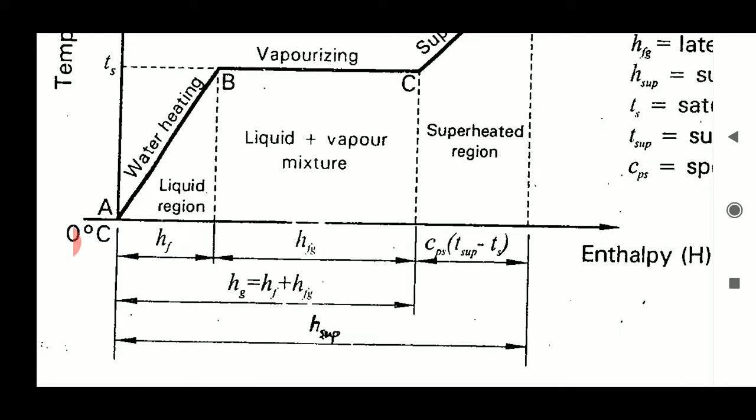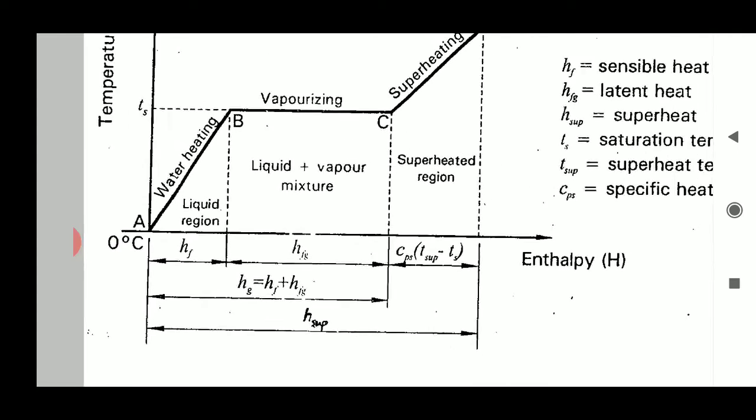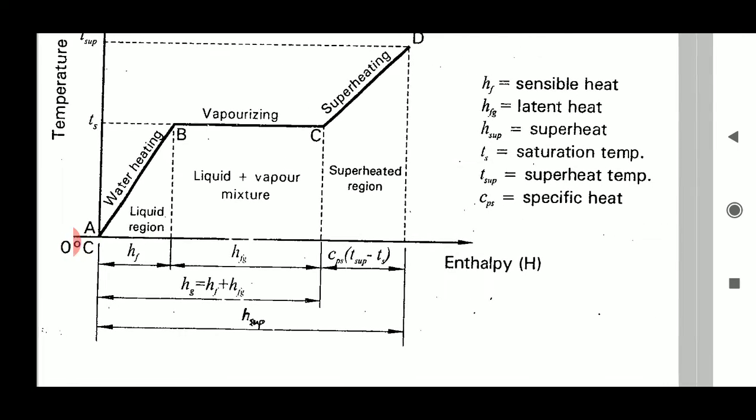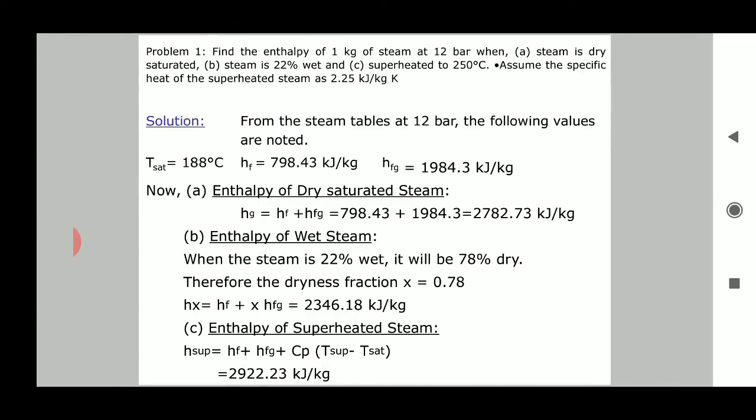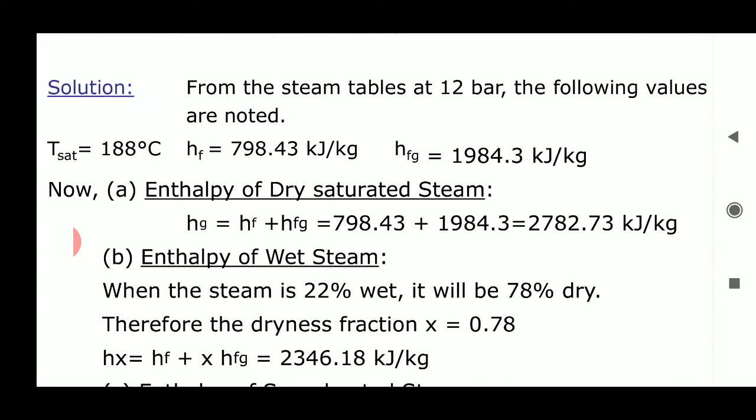If you know HF and HFG, we have already taken these from the steam table. So if you sum this, it will be the enthalpy of dry saturated steam. The same thing is mentioned here. Enthalpy of dry saturated steam, Hg, is given by HF plus HFG. So summing this, we get 2782.73 kilojoules per kg. From the steam table and the values taken here, there is some variation in the fractions.